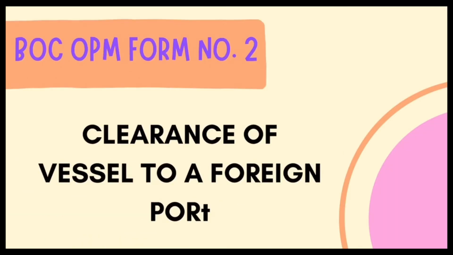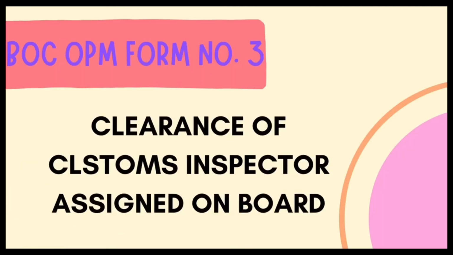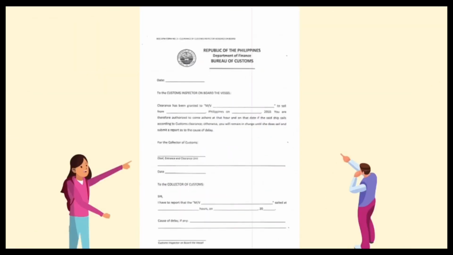BOCOPM Form Number 2. Clearance of vessel to a foreign port. This form is for the vessels that are making a clearance to a foreign port. BOCOPM Form Number 3. Clearance of customs inspector assigned on board. It consists of the written duties that a customs inspector should follow in his working hours. This is what BOCOPM Form Number 3 looks like.